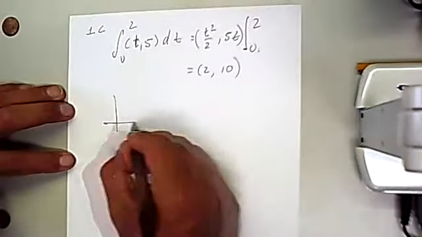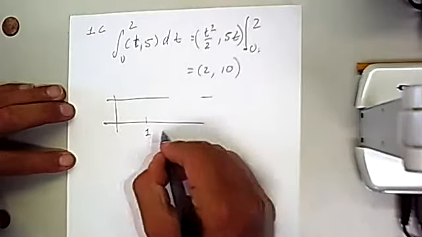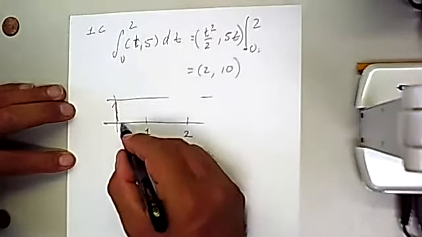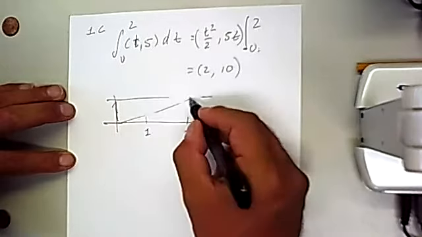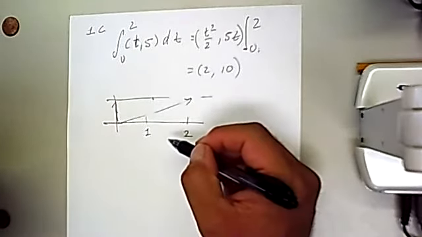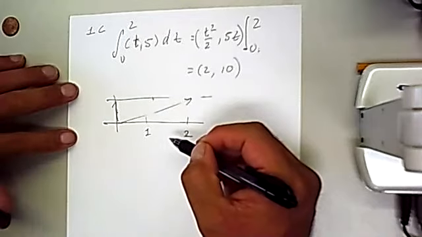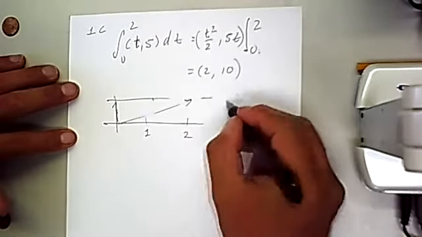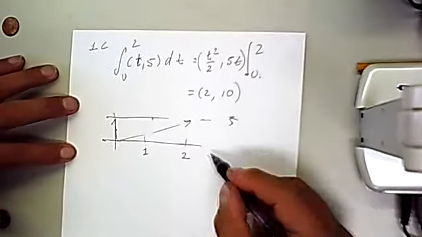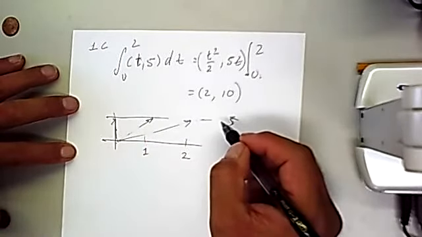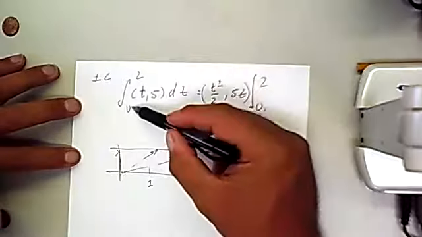All right, so we have the same picture. 1, 2. The first vector is this one. The last vector is this one. The average would be here. It would be 1, 5. Remember, this is 5. So that would be the average of those two. The reason we are not getting the average is because we are using a longer interval.